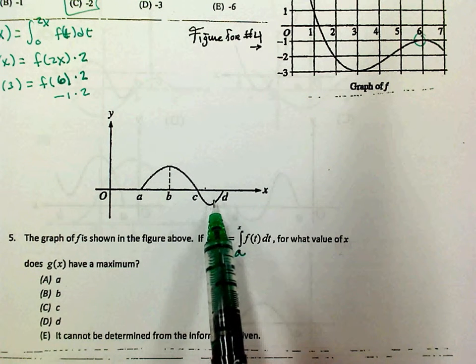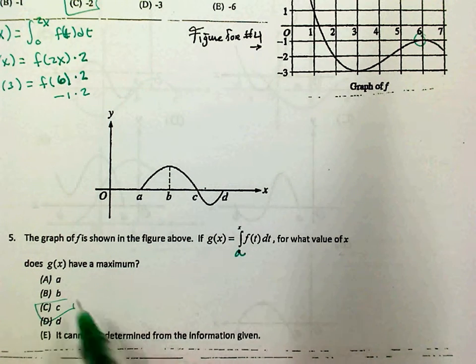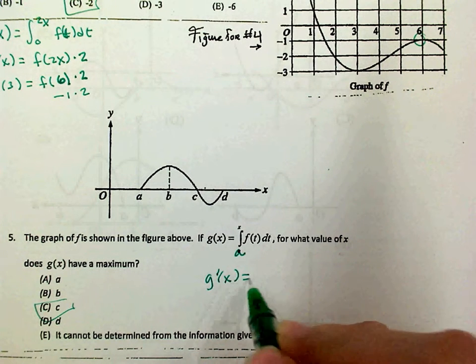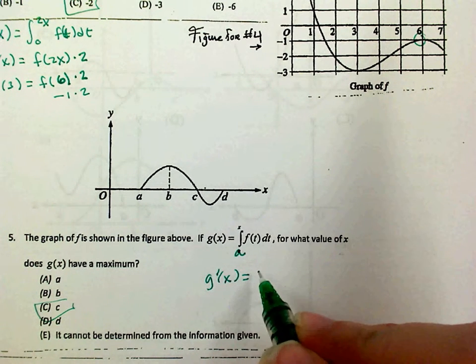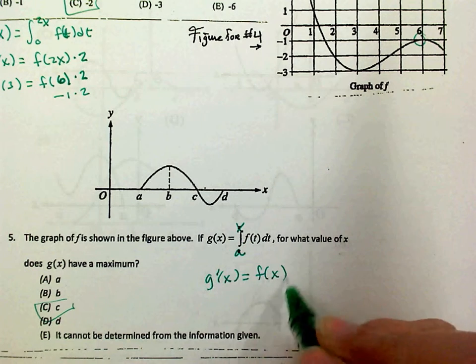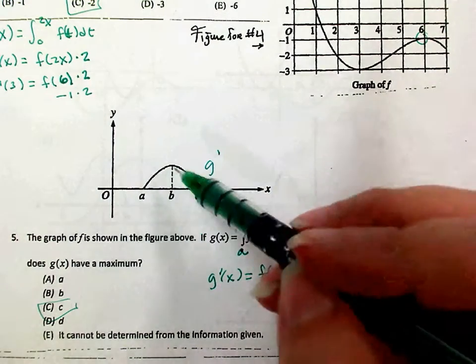So I'm thinking c. Now another way to prove that is if g equals this integral, then what's g prime? Just f of x, right? So if this is g prime, then when does g have a max? Well, when g prime changes from positive to negative. Yeah? Okay.